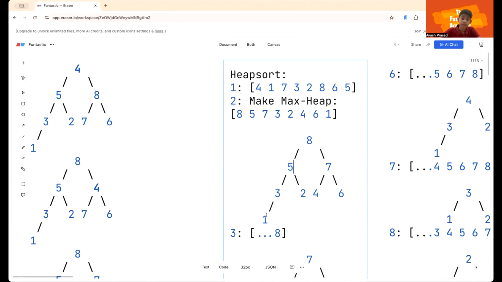So, to find the parent, we divide by 2 and round down. To find the children, we multiply by 2 and then maybe add 1. That's all there is to storing a heap.